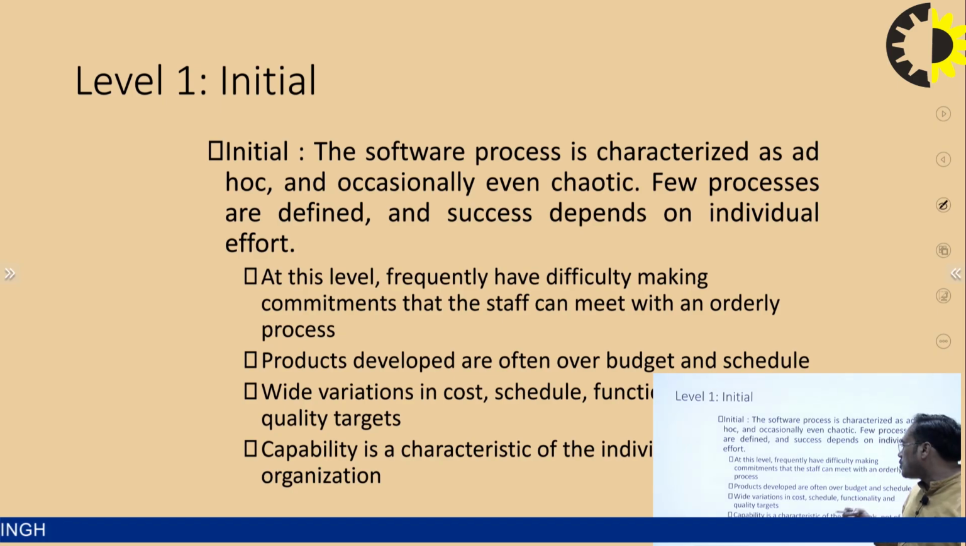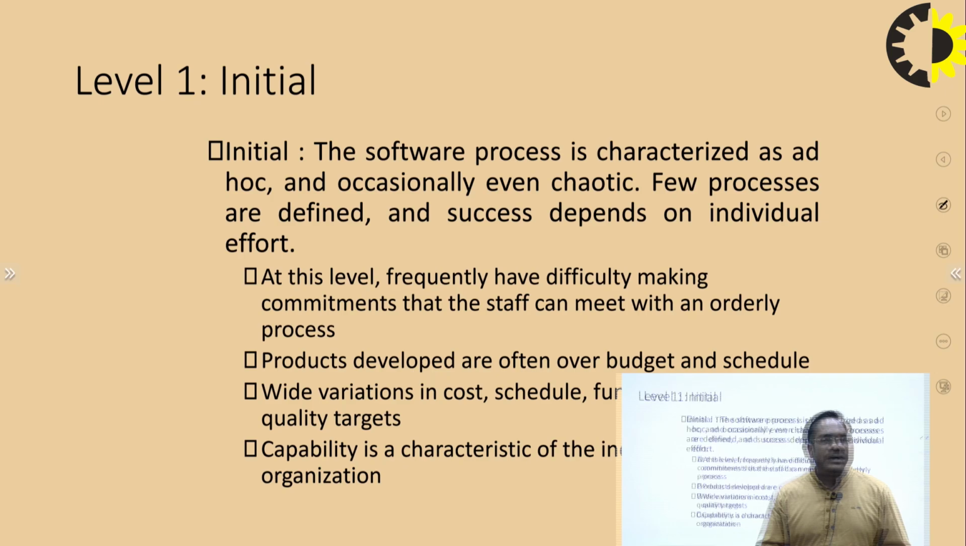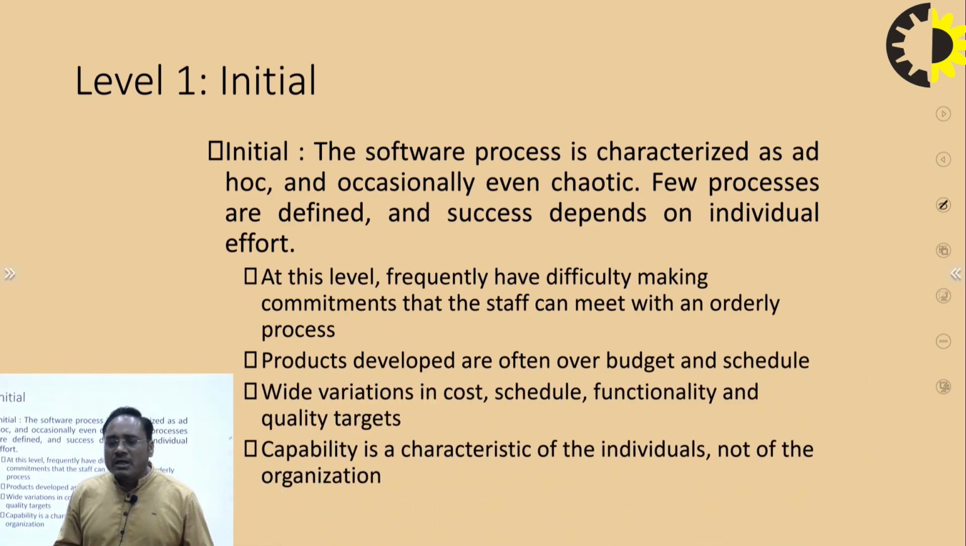There is wide variation in the cost, schedule, functionality and quality targets. These are the problems we generally face at the initial level. Initial level means we are not going to predict the whole software, because we are focusing on the individual part of the person: what the person is doing and what the result of that particular person is.